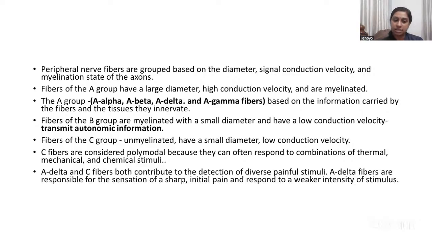C fibers are considered to be polymodal. Why? Because they respond to a combination of stimuli like thermal, mechanical and chemical. That's why C fibers are called polymodal. So which fiber is polymodal? That's the C fibers. A delta and C fibers contribute to the detection of diverse painful stimuli. A delta fibers are responsible for the sensation of sharp initial pain because they have high conduction velocity and larger diameter, and they respond even to a weak intensity of stimulus.